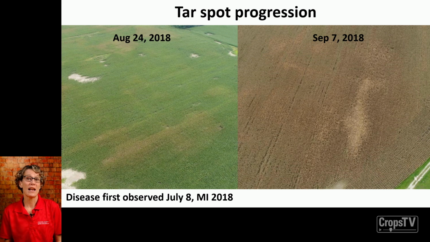This disease can develop very rapidly. So once again, some slides from Marty in Michigan, but in this field, tar spot was observed on July the 8th. And then on August the 24th, this is an aerial photo of the field, and you can see a patch of corn that's starting to die prematurely from that tar spot. And within 2 weeks, that whole field had completely matured, but just died from that tar spot.